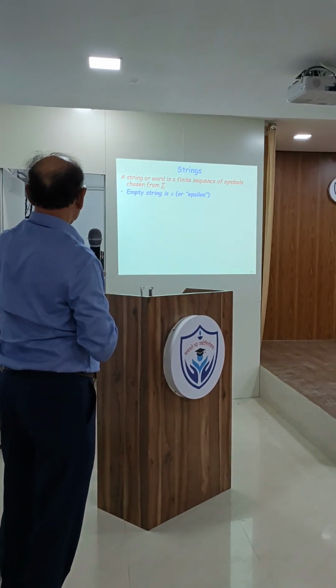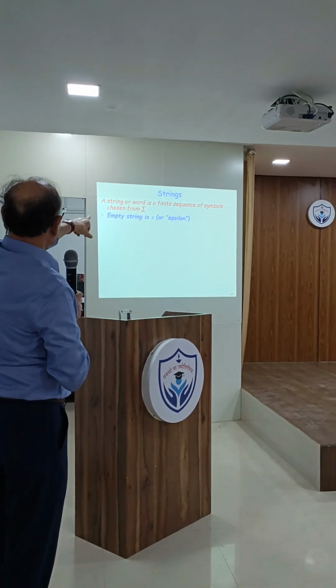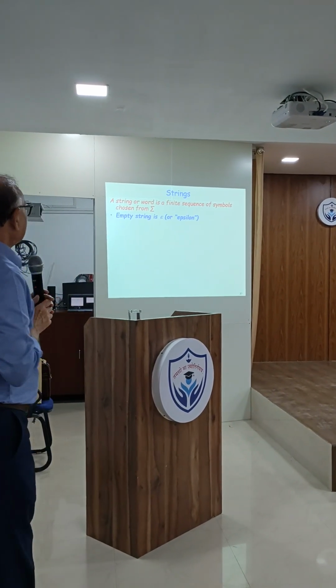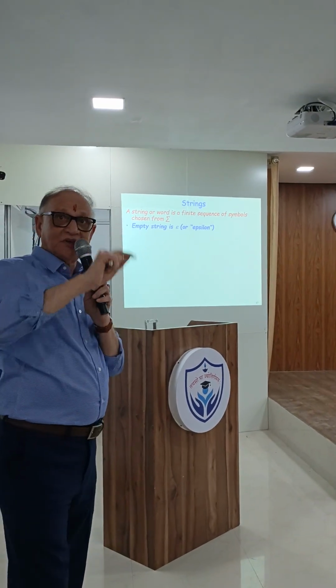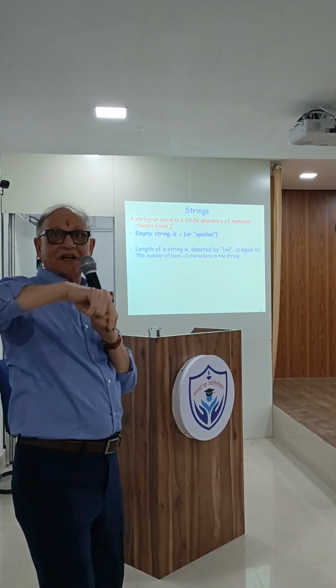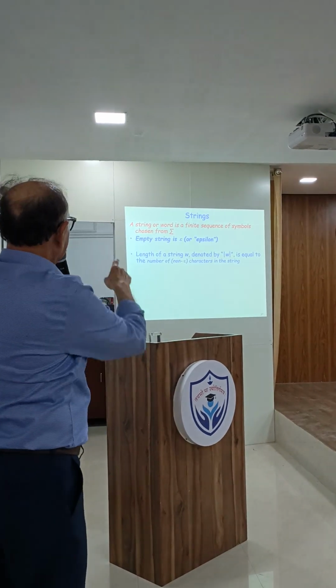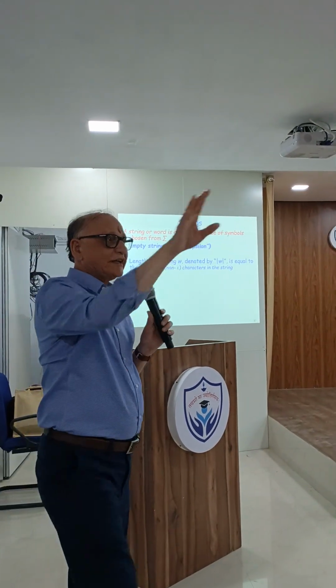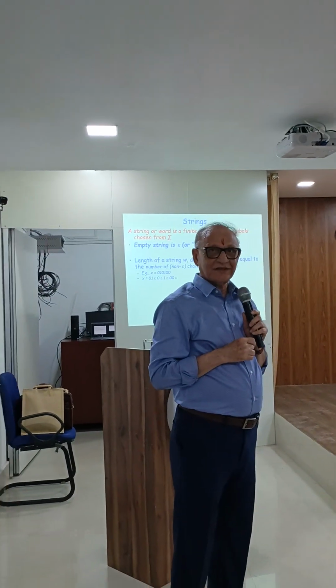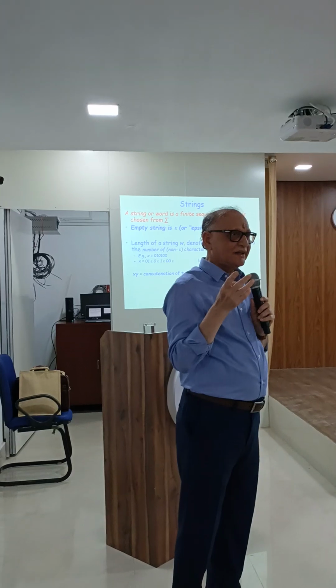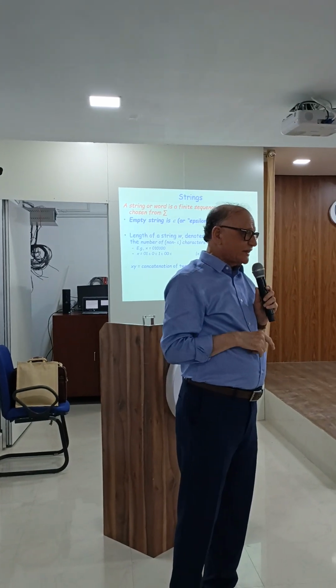Next, a string. What is a string? A finite sequence of symbols chosen from sigma, because sigma gives the symbols. Empty string. Let us say this class is called a set. You hear the word set? So this class is a set, right?